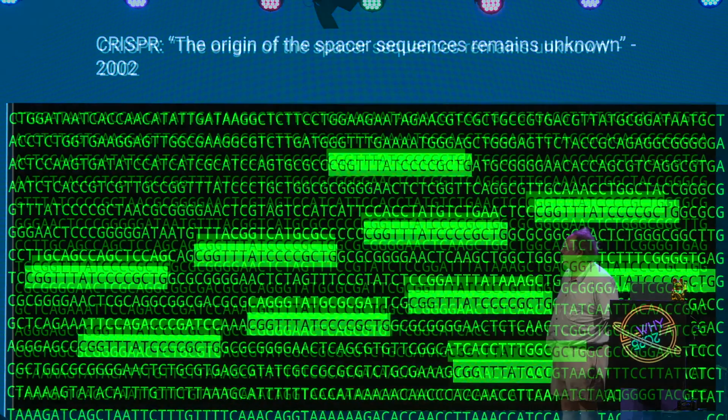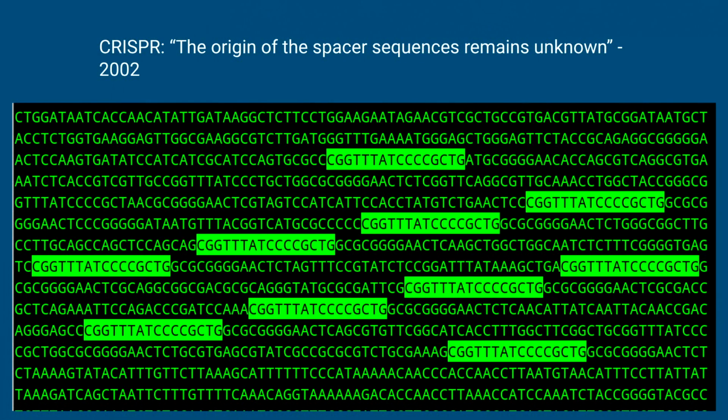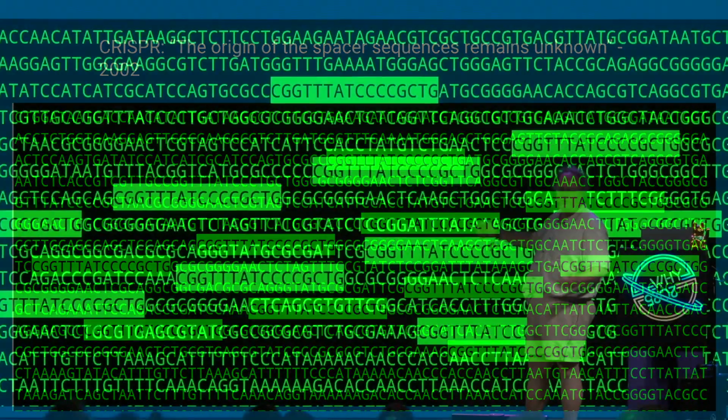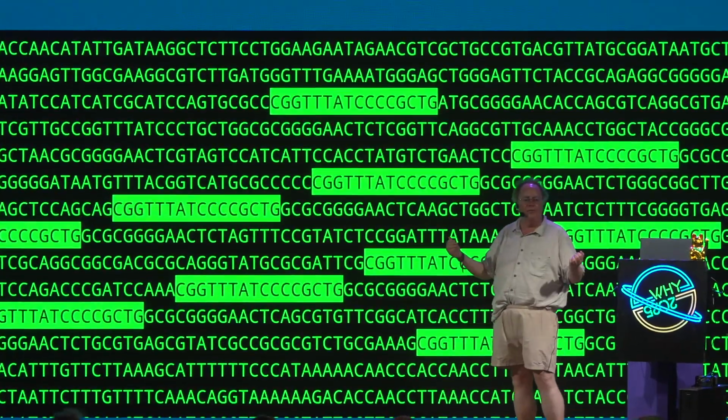Now, and this really blew me away. There's a paper from 2002, and that says, well, we find that these spacers, you can find them between this element, CGG, TTA, TCC. And I thought, let's open up the DNA file for my bacterium and search for that, and boom. The non-inverted things are actual viral DNA that this bacterium protects itself against.